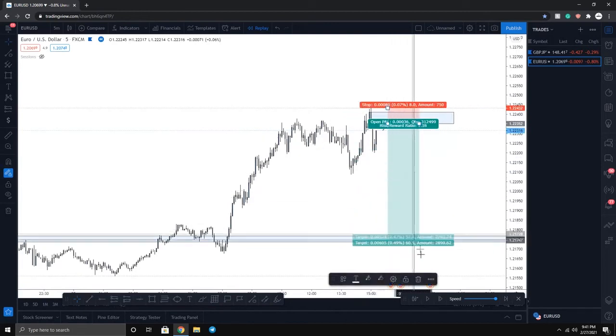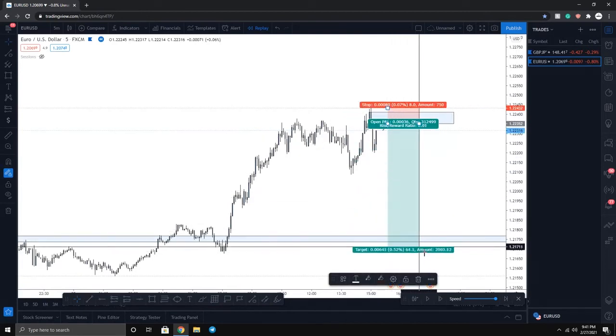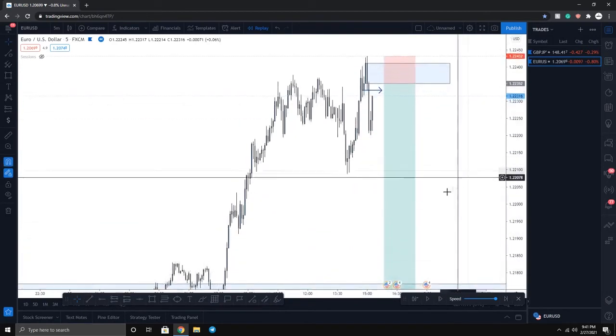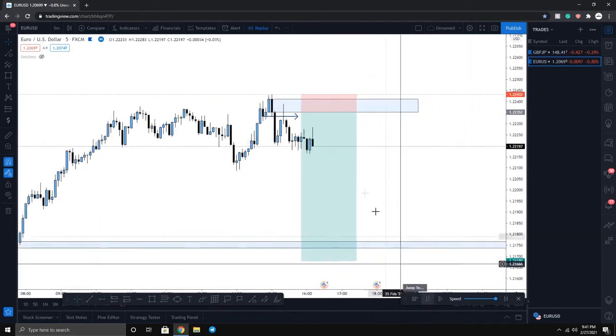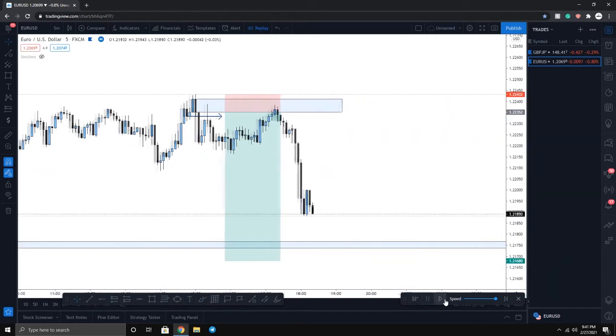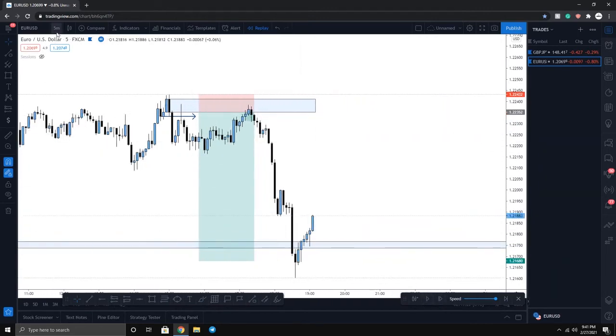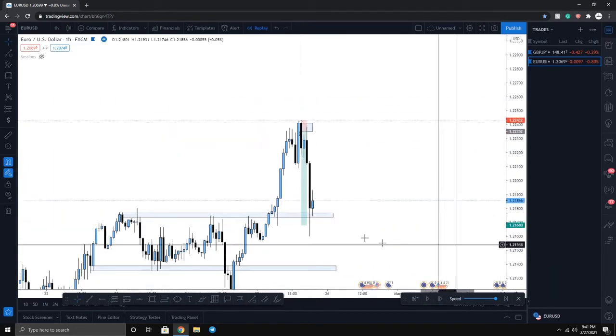Your TP can either be at the low over here. Doesn't matter. With TPs, I hope you guys know where to set take profit. It's pretty simple. Now we play the market, it comes in our zone, comes back in our zone one more time, and then boom. Now let's analyze what actually ended up happening.